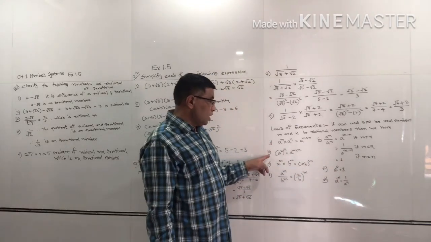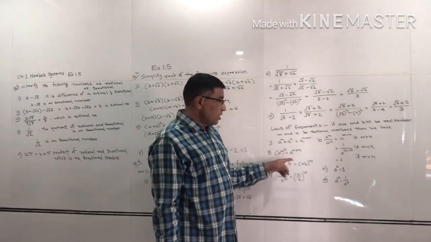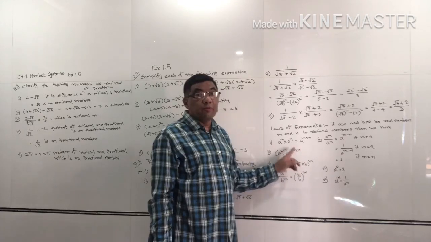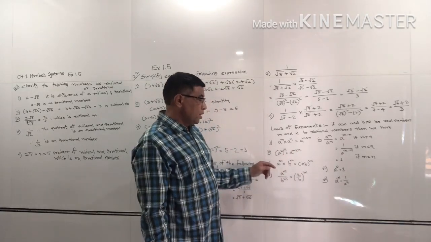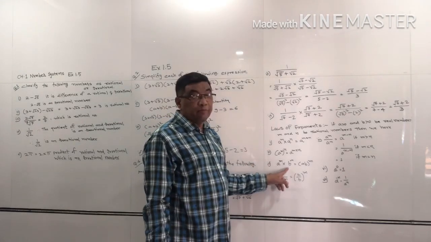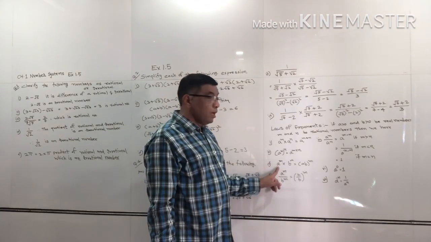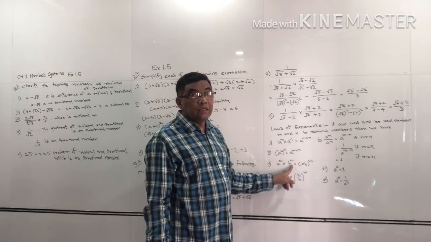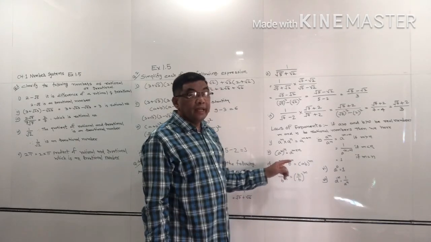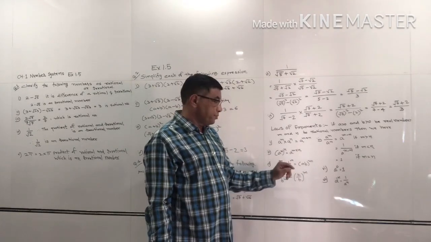Now the next one is a raised to m and whole raised to n, which is equal to a raised to m into n. So we multiply the powers here. Now the next one, a raised to m into b raised to m. Here the base is a, and here the base is b. So the bases are different, but the power is the same, m. In that case we write a into b and whole raised to m power.